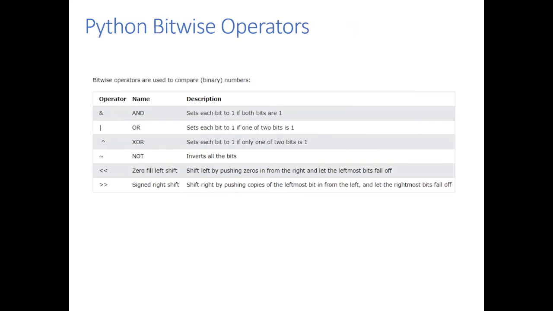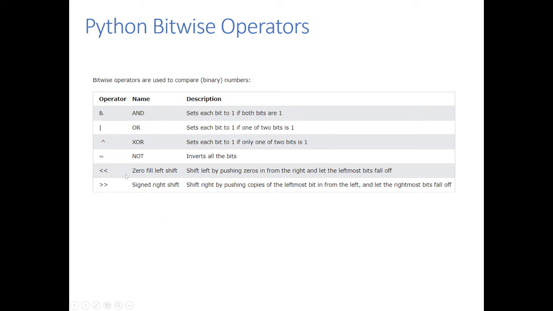Python bitwise operators. So bitwise operators are used to compare binary numbers. So we have the ampersand, which sets each bit to 1 if both bits are 1. So that's 1 and 1 equals 1. Or: 1 if one of two bits is 1. So as long as another bit is 1, the result is 1. If both are 0, then that becomes 0. So we have XOR, so only one bit should be equal to 1, exclusive OR. And then this one inverts all bits. So 1 becomes 0 or 0 becomes 1.